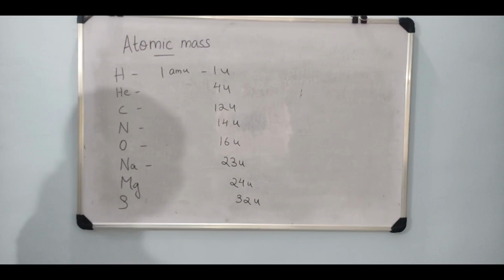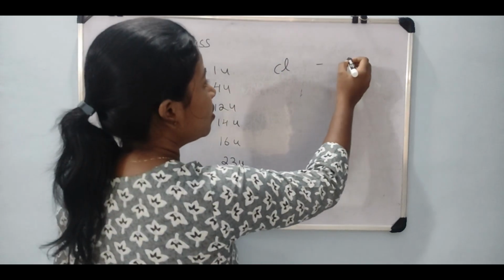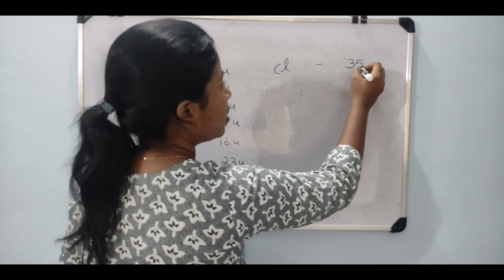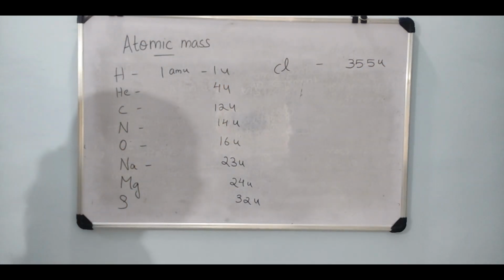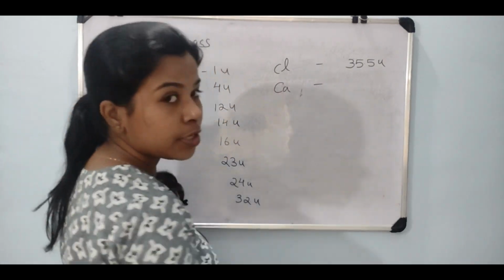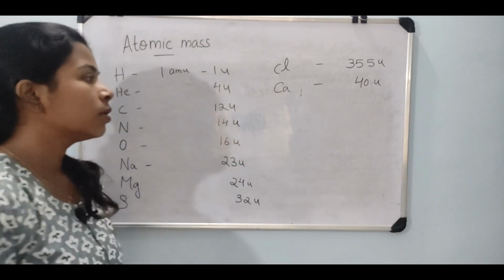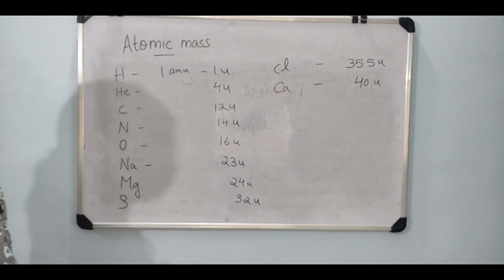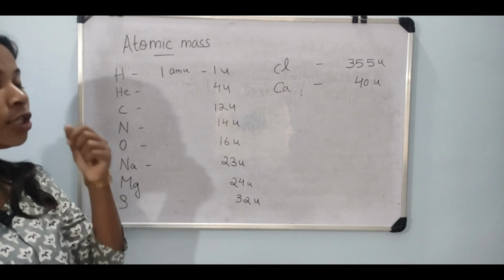Okay, then chlorine has a decimal number, 35.5 u. I'll explain the reason why. Okay, then calcium is 40 u. So these are some of the important elements that you should remember, the atomic mass.